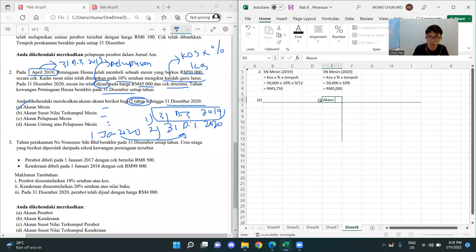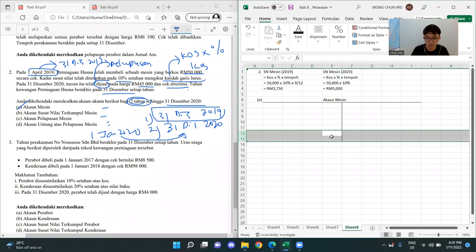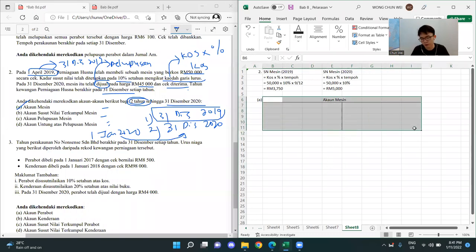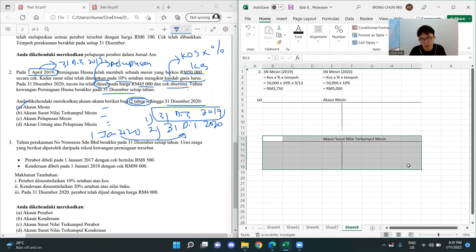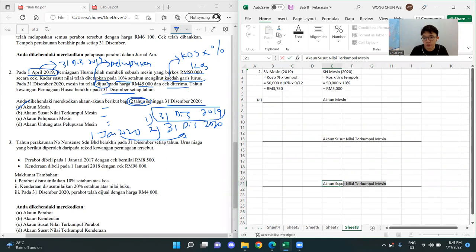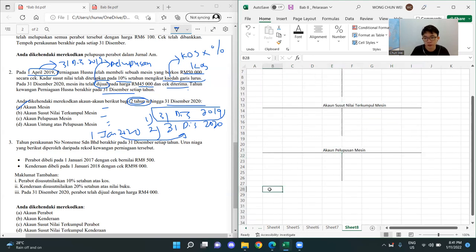So here you write account machine. So skip like 6 to 8 lines. Okay. Then here will be for account susut nilai terkumpul machine. And skip same 6 to 8 lines, and then you have to book out account pelupusan machine. After that is the account untung atas pelupusan mesin.